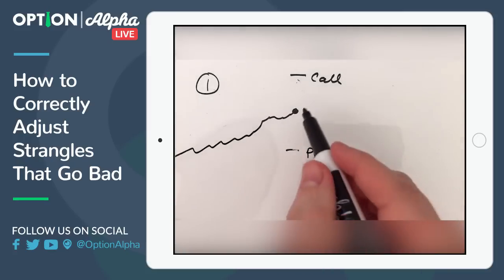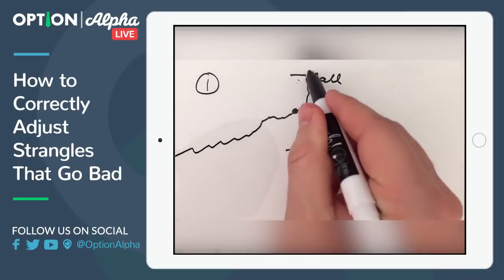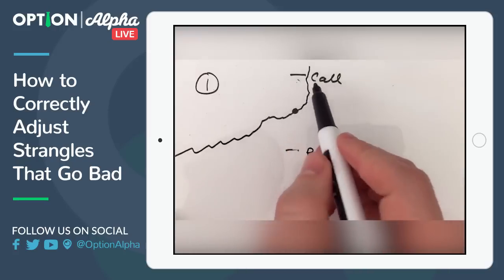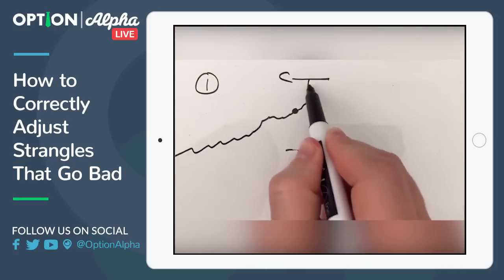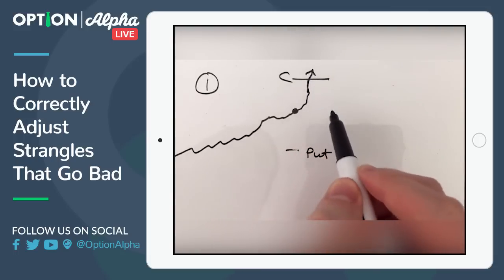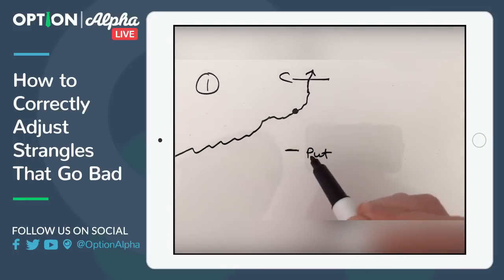So I'm going to erase this a little bit. And now let's say that the stock starts to move up against your position, starts to bypass your short call strike. So let's say your call strike is out here, and now the stock is making a huge run up and is on the way towards breaching your short call strike.